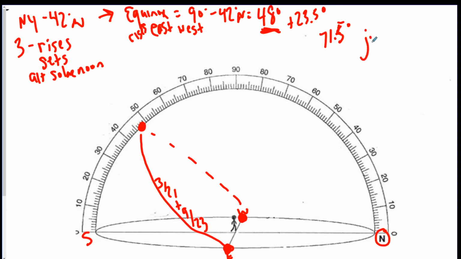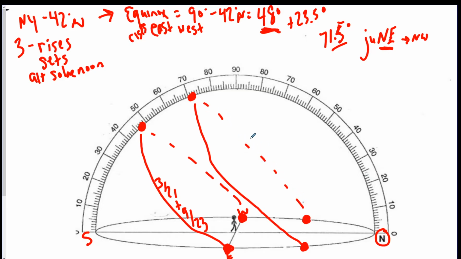And to figure out what direction it rises and sets, there's a little cool trick. In June, it rises in the northeast, and it's going to set in the northwest. Northeast to northwest. You're going to have to just end up remembering this stuff, by the way. So northeast is here, put a dot. Northwest is here, put a dot. Then we put a dot at 71.5 degrees in the southern sky, and we connect that. Don't mind my sloppy lines, it's hard to draw on this thing. And this is the June 21st path.